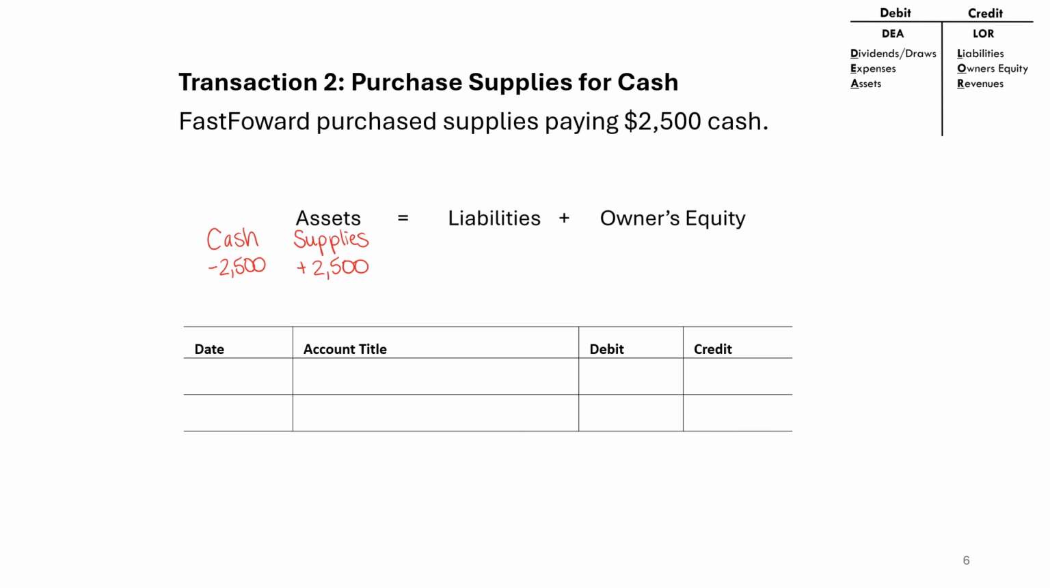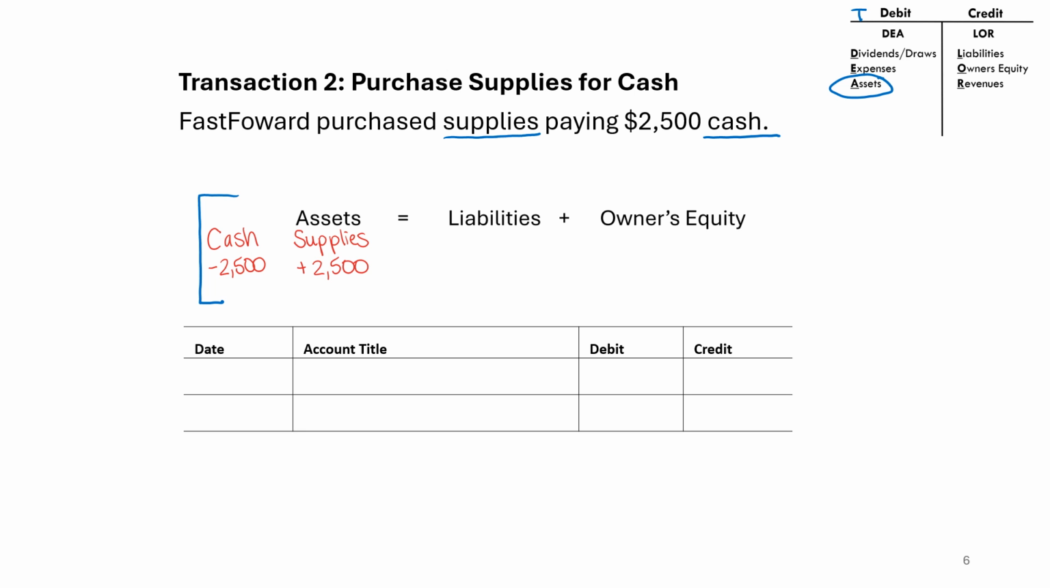Transaction 2, purchase supplies. Fast Forward purchases supplies paying $2,500 cash. So your two accounts are supplies and cash. When you look at how they affect the accounting equation, you see that cash is decreasing by $2,500. Supplies are increasing by $2,500. So those are both asset accounts.